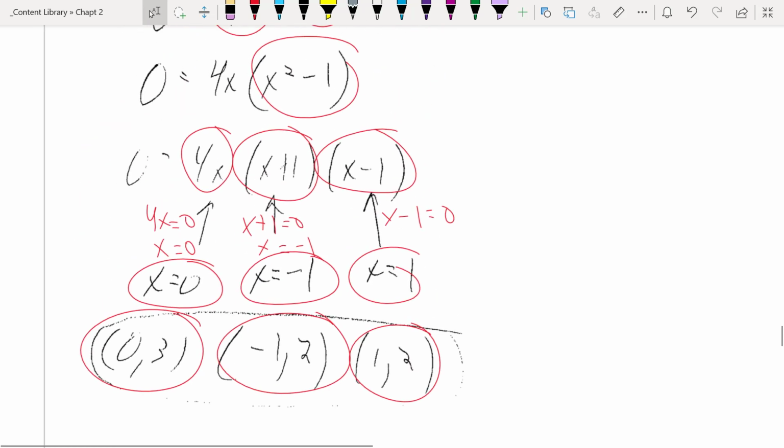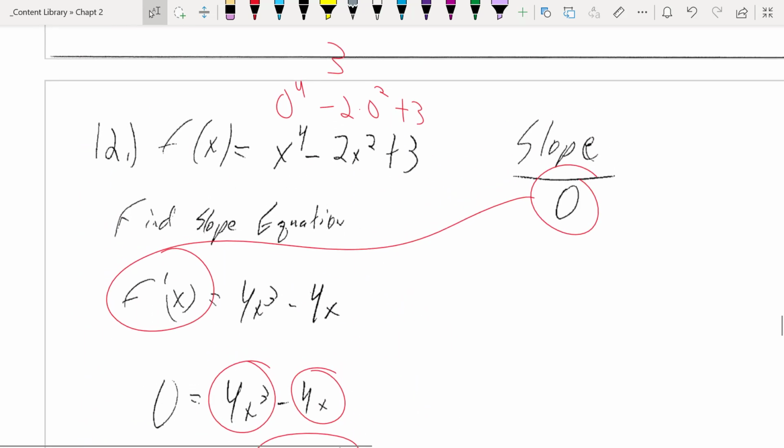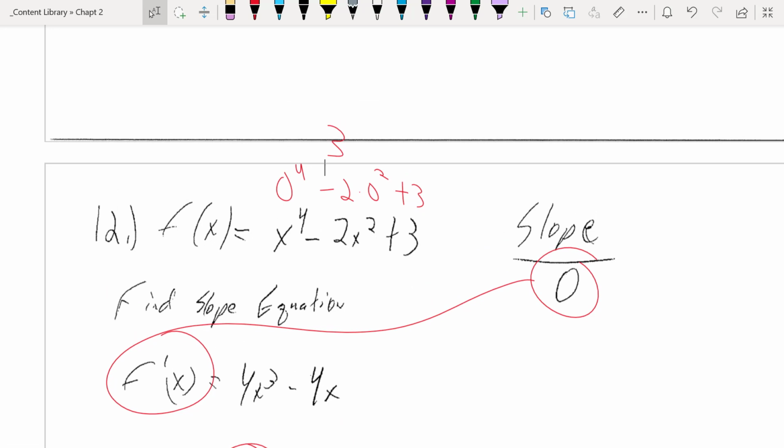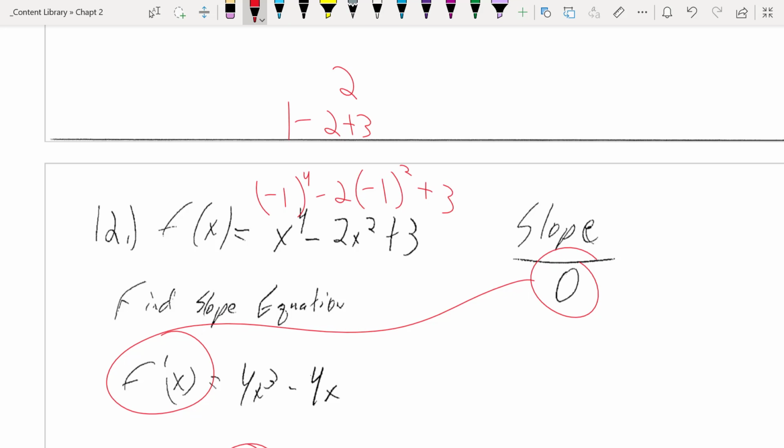And I'm going to go ahead and substitute in a negative 1. So back up to my original equation and substitute in negative 1 to find the y value that correlates to it. I'm going to get negative 1 to the 4th minus 2 times negative 1 squared plus 3. So negative 1 to the 4th is going to be 1. Negative 1 squared is 1, and 1 times negative 2 is going to be minus 2, plus 3. So 1 minus 2 is negative 1, and negative 1 plus 3 is going to be 2. So that point is negative 1 and 2.